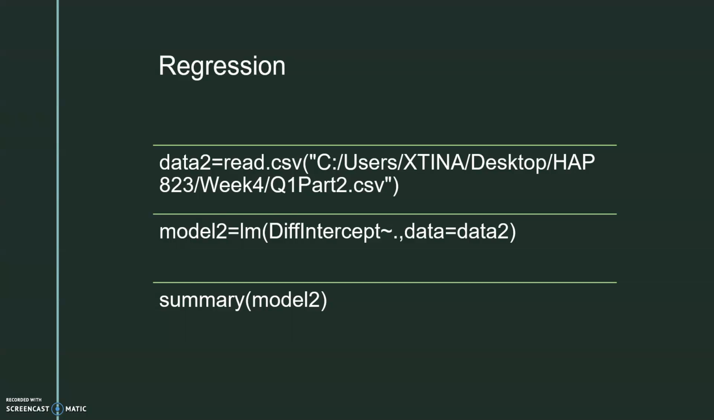After creating the table, the CSV file was imported and stored as data too. The first line shows how to do so. The second line of code shows how to run the regression model. Different intercept is the dependent variable. The dot following the squiggly line is used in the formula to tell R to use all variables in the data. Again, the third line will produce the regression output, which is shown on the next slide.